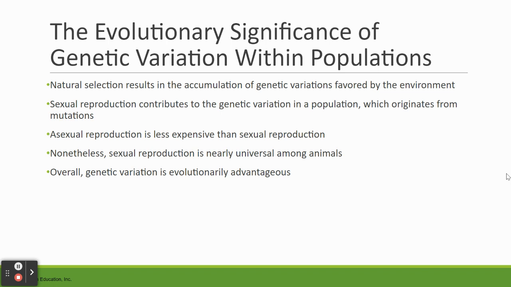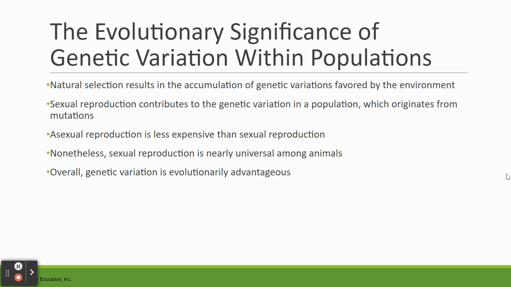Okay, so the evolutionary significance of genetic variation within these populations. What is the evolutionary significance? Natural selection is going to result in the accumulation of genetic variations that are favored by the environment. Remember, those that can survive best in their environment are going to survive, and then they're going to pass on their genes to their offspring. If they survive, it just keeps getting passed down from generation to generation. And these are usually favorable genetic variations, right? If they have an unfavorable variation, usually they don't live and they don't pass on their genes.